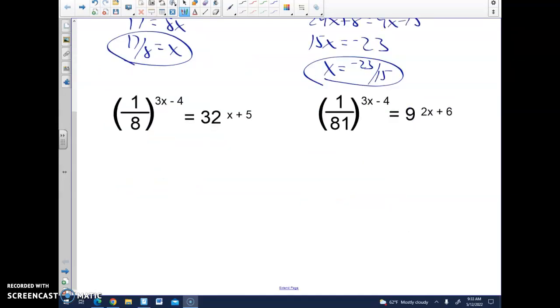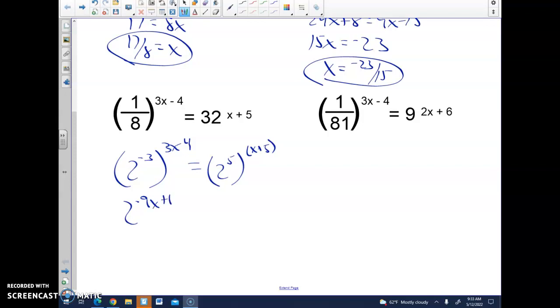All right, so in this case, we have the 1/8. That's going to convert to 2 to the negative 3. 2 cubed is 8, so 2 to the negative 3 is 1/8. And we're just distributing that negative exponent. 32, 2 to the 5th, is x plus 5. So this becomes 2 to the negative 9x. Negative 3 times negative 4 is a positive 12. 2 to the 5x plus 25.